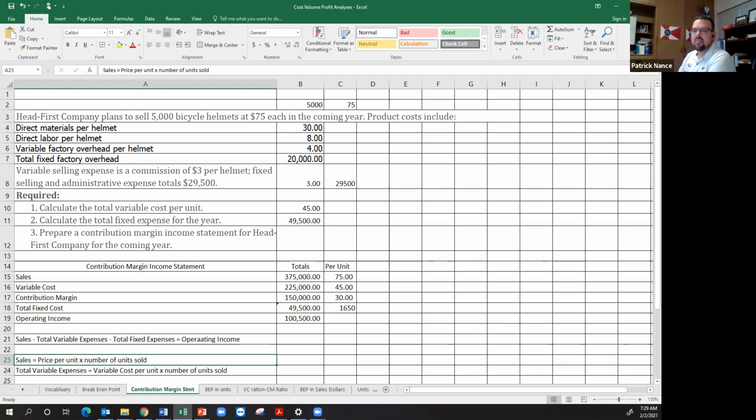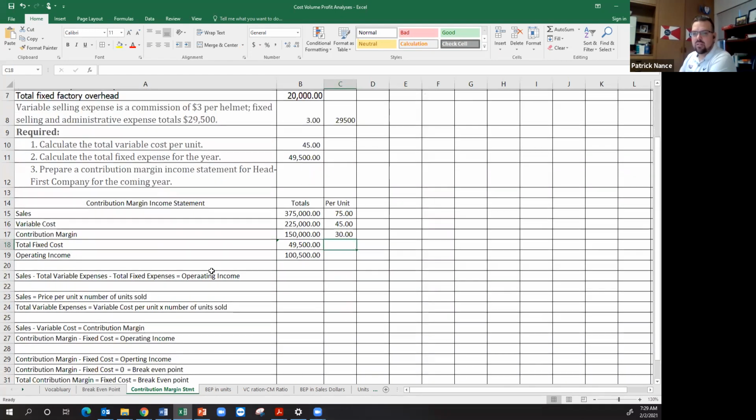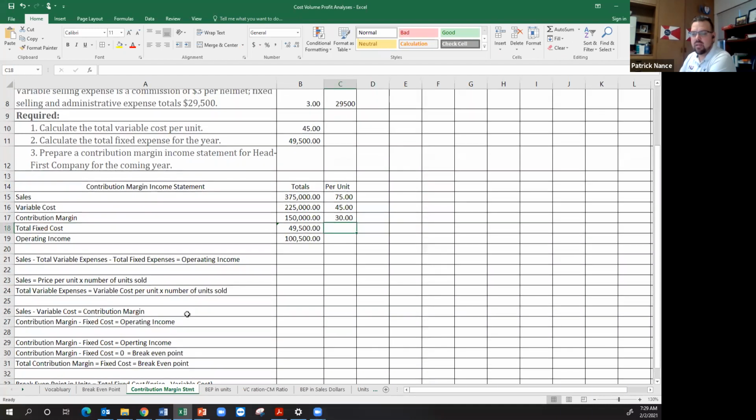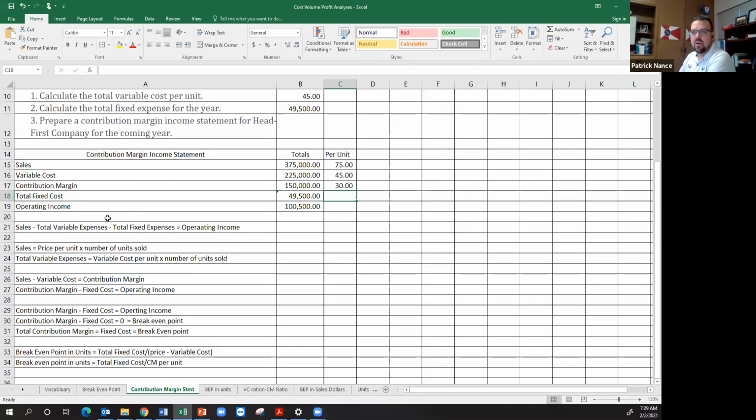So I have this contribution margin income statement that I made from the last video. We're going to talk a little bit about how we get to a break-even point formula. The formula itself is really simple, but I want to explain how it works. Obviously, our contribution margin income statement is another way to state it: sales minus total variable expenses minus total fixed expenses equals our operating income.